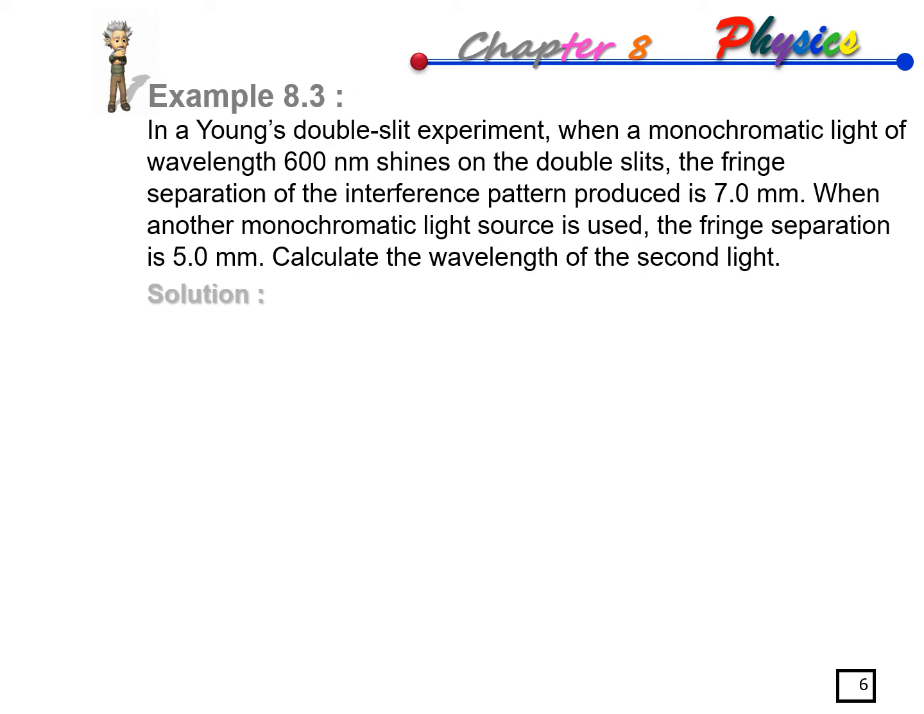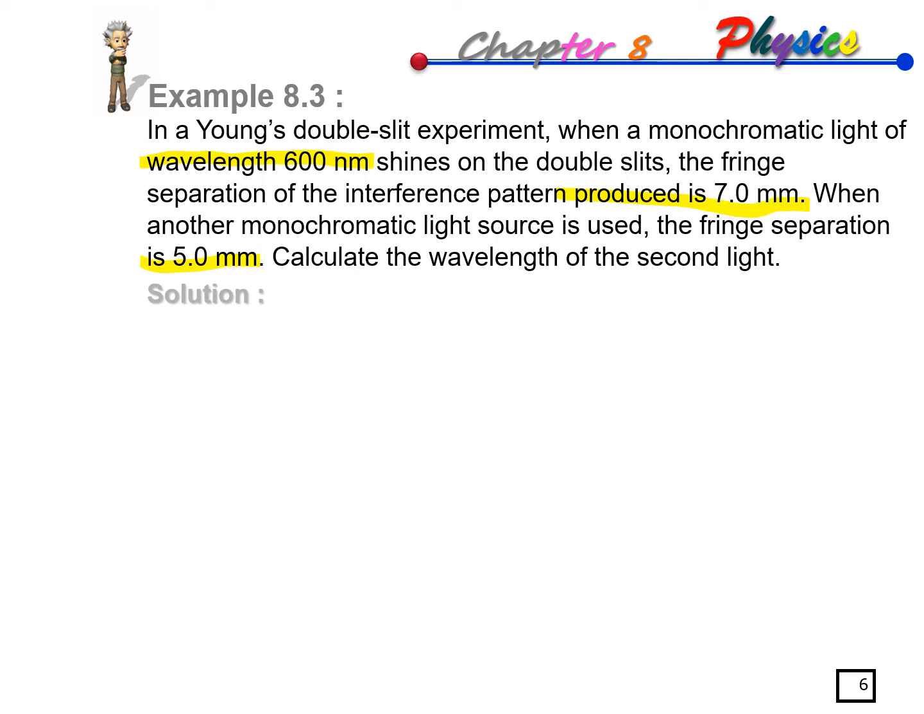So for example 8.3, in a Young's double slit experiment, we have a monochromatic light with a wavelength of 600 nanometers shining on a double slit. The fringe separation of the interference pattern produced is 7 mm. When another monochromatic light source is used, the fringe separation is observed to be 5 mm. They want us to calculate the wavelength of the second light.